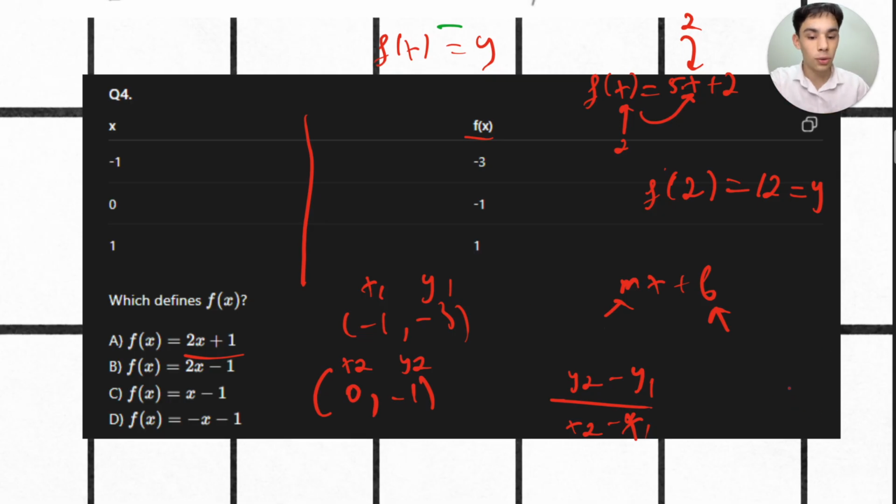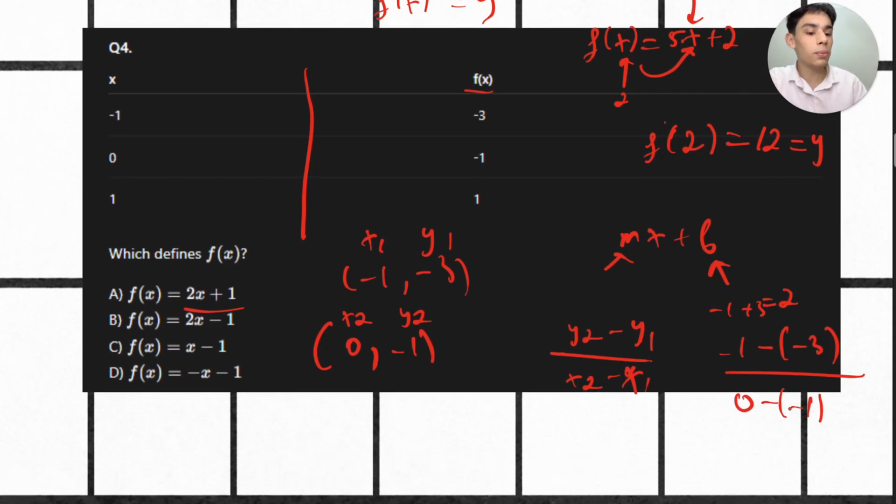Great. So -1 minus -3, divided by 0 minus -1. Now, because we have two negative signs, this will just turn into a plus sign. So -1 plus 3 will just equal 2, right? And the bottom part, again, we have two negative signs, so they will turn into a plus. It will be 0 plus 1, or just 1. So 2 divided by 1 obviously gives us 2.